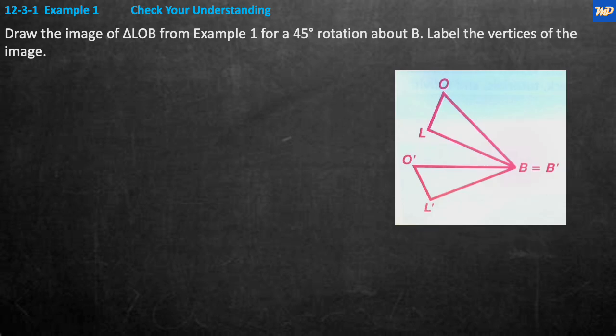Okay. So as you know, you're drawing a 45-degree rotation about B and labeling the vertices of the image. So as you see, this triangle here was your first, this is the pre-image triangle, right? L, O, and B, the pre-image triangle. And here's B down here. They want you to rotate 45 degrees around B. So we're going to take this.